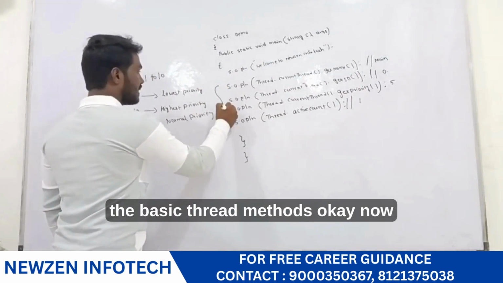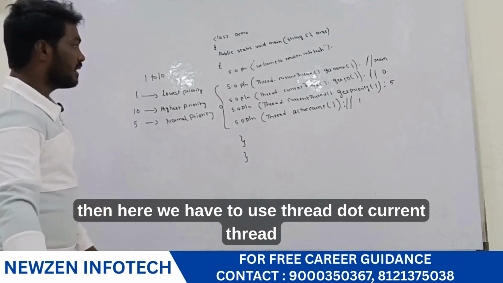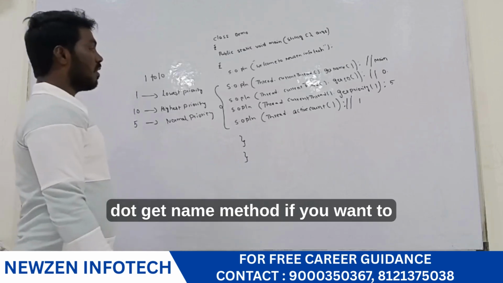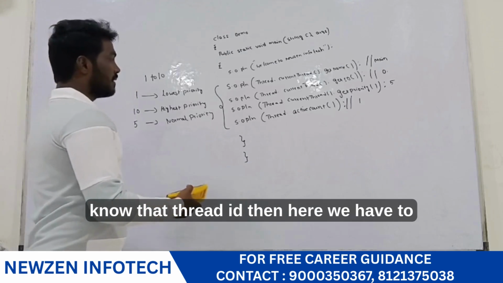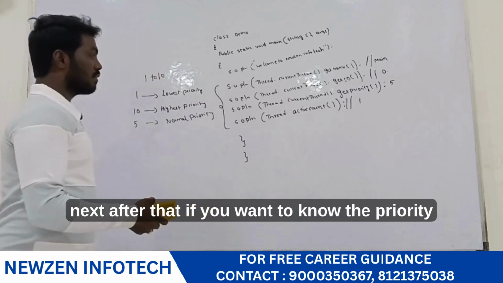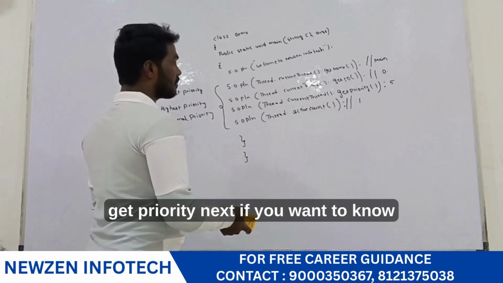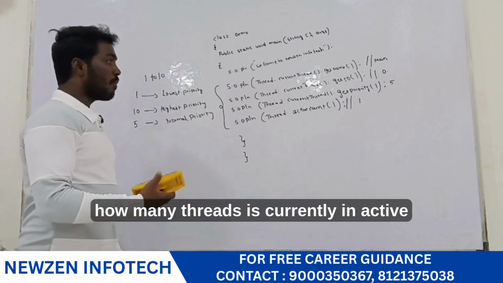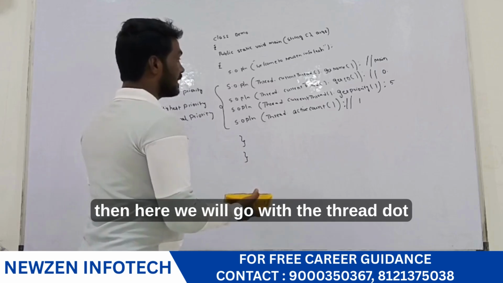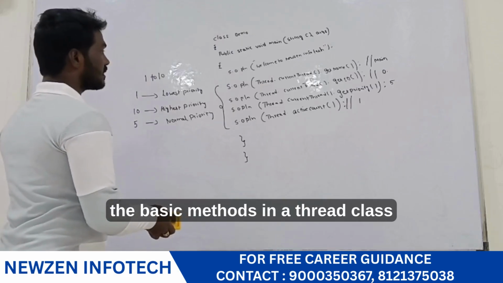These are all the basic thread methods. If you want to get the thread name, use Thread.currentThread().getName(). For the thread id, use Thread.currentThread().getId(). For the priority, use Thread.currentThread().getPriority(). If you want to know how many threads are currently active, use Thread.activeCount(). These are all the basic methods in the Thread class.